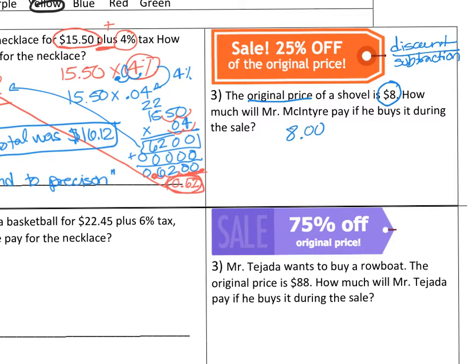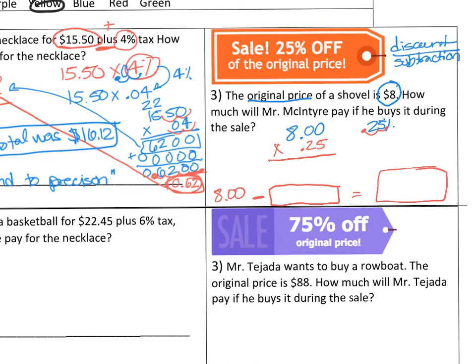Now we're trying to find what a 25% discount is. So again, we're going to convert that into a decimal. Put the decimal place, shift it. And we're going to multiply this by 25% or 0.25 to see how much we have to take off the original price. Okay, and then that'll give us our answer.